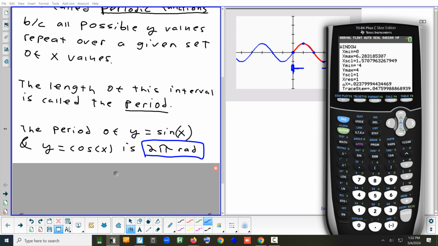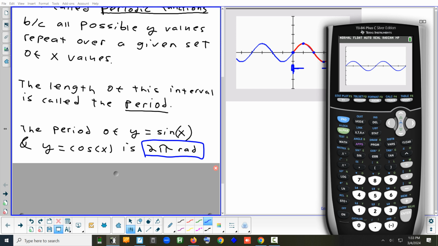What if I set my window instead of 0 to 2 pi? What if I set it from 0 to 4 pi? How many cycles would I see? 2. Yeah. I'll see 0 to 2 pi. That's the first cycle. And now 2 pi to 4 pi is the next cycle. Yep.